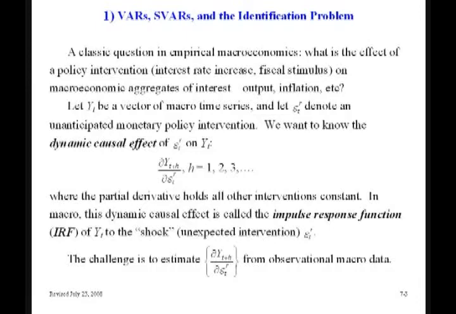Okay, so I'm going to start at the basics, just a good place to start as the beginning. So the question that we're going to be interested in is, what's the effect of some surprise action, say the Fed raises the interest rates by a certain amount in an unexpected way. What's the effect of that surprise action on a variety of economic variables now and over the next several quarters? So that's what we would think of as a dynamic causal effect.